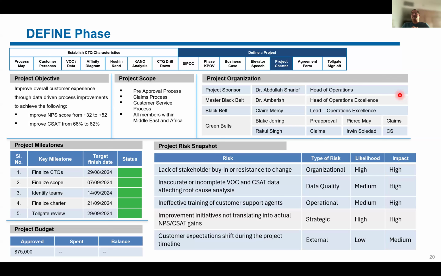That's the project charter. We have just got the toll gate reviewed and okayed. So the status that you see on your left hand side is all green. It's a very typical project charter that most of you would know. It has the objective, the scope, the project organization, a snapshot of the risks, the project budget, etc., etc.